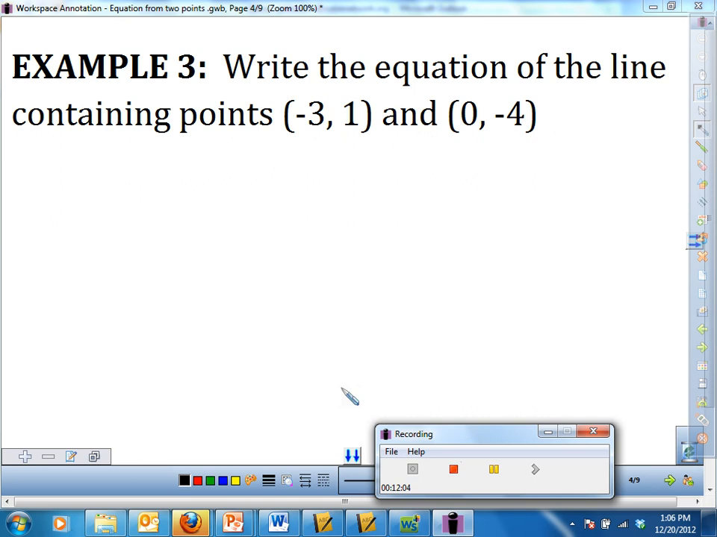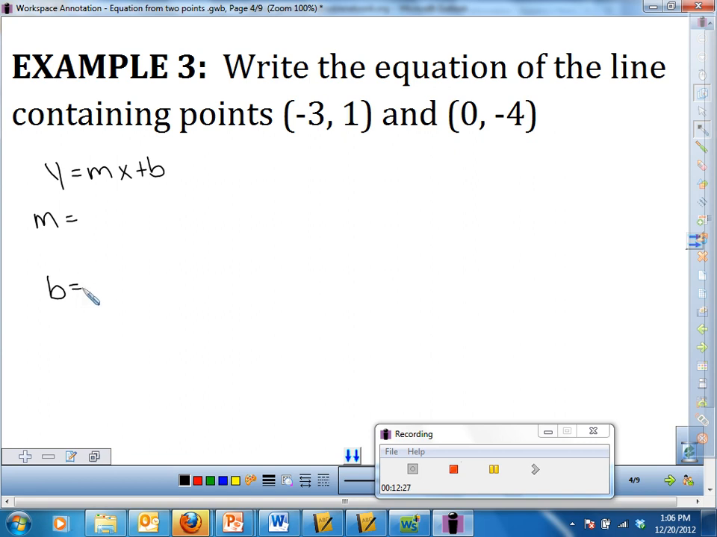Alright, let's do another example, and in this example I'm going to show you a shortcut that we can use that's very, very helpful. So first of all, it says write the equation of a line containing the points negative 3, 1, and 0, negative 4. So first of all, I'm just going to write out my equation that I need, y equals mx plus b. And I'm going to remind myself the two things that I need. Number 1, m, and number 2, b. I am given neither m nor b, so I'm going to have to solve for m and solve for b.